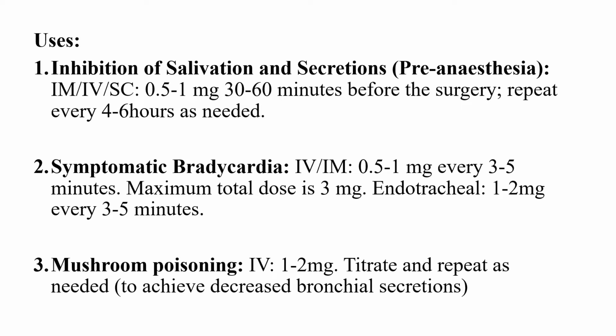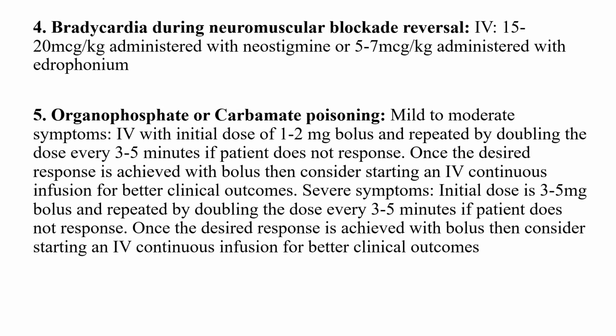And the third one is mushroom poisonings, and the route of administration is IV, 1 to 2 mg given IV, and it can also be repeated as needed. Number 4 is bradycardia during neuromuscular blockade, and the dose is 15 to 20 micrograms per kg, given through IV.